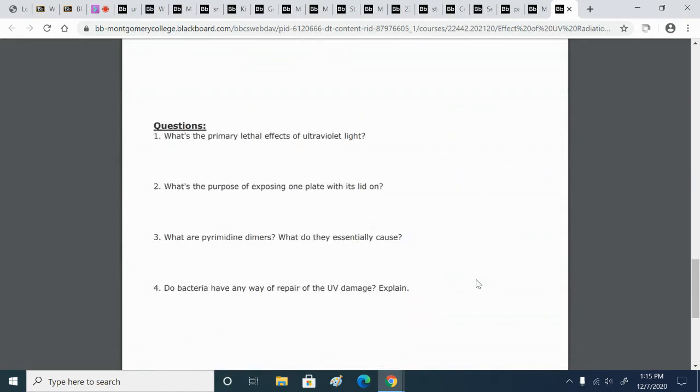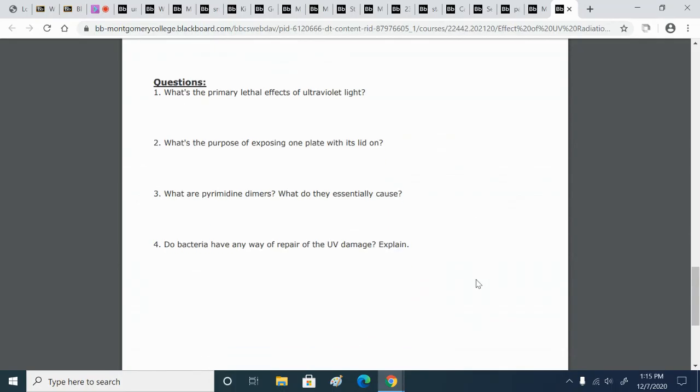So UV causes thymine dimers specifically, or pyrimidine dimers in general. And the idea is if you have too many of the thymine dimers, you get too many mutations, and that kills the bacteria. We left the lid on to see whether or not polystyrene plastic does anything. It does block some UV, but not enough. And the pyrimidine dimers, like thymine dimers, lead to mutations because the polymerase enzymes cannot add the correct complementary bases.